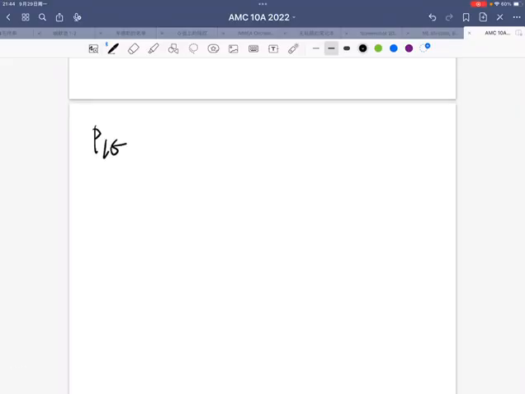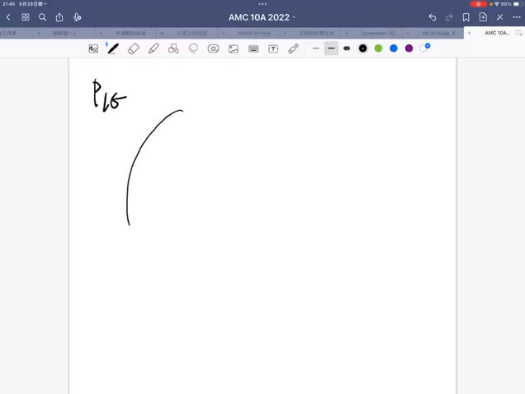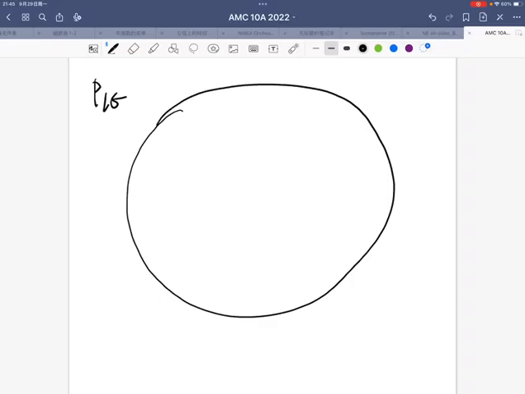P15. Alright, 15 is another geometry problem that I was really proud of myself for being able to do during the mock contest. And it is also, unfortunately, the last problem that I was able to complete during the contest. And, yeah. So we have a circle. That is a really perfect circle that I just drew, except for the second half.